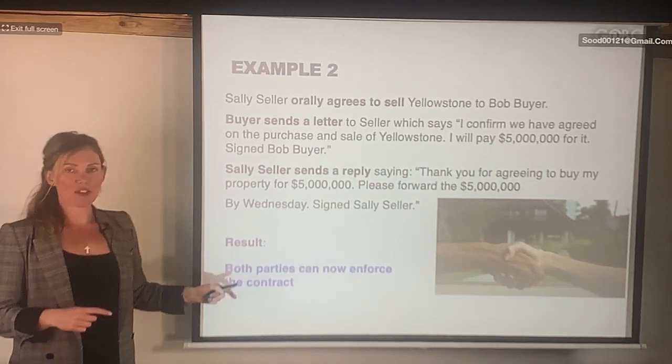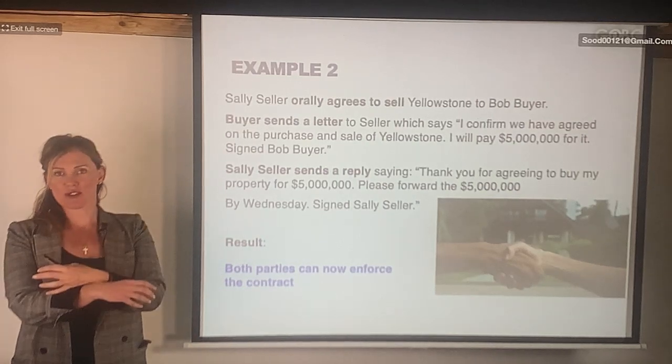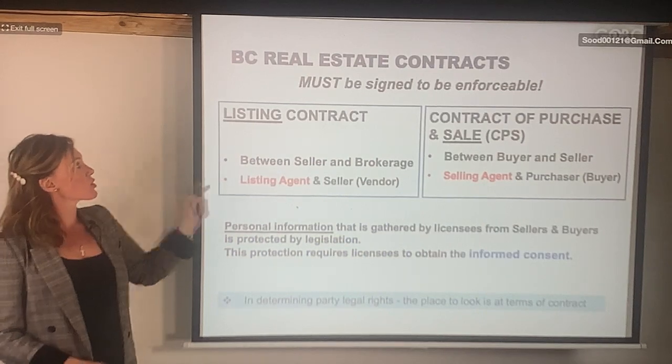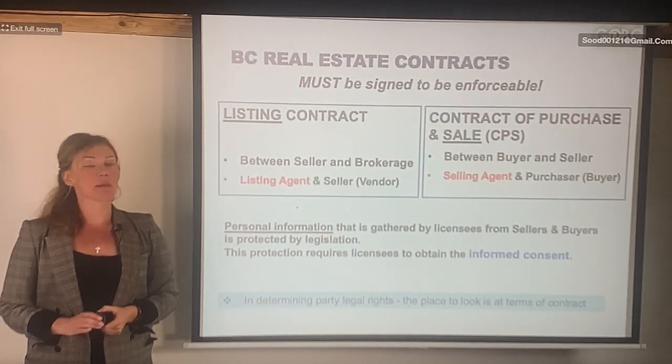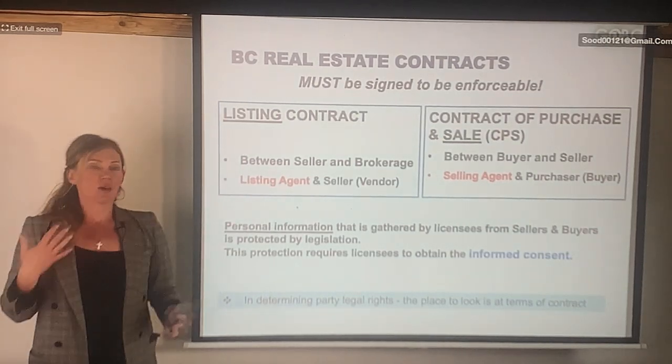Good, I hope you said both of them, because both put their signatures. As long as they both put signatures, it's enforceable in two different ways. Bob can enforce it against Sally and Sally can enforce it against Bob. Good job. So now we're going to talk about our contracts. And of course, in order for the contracts to be enforceable, they must be signed, right? And they must be signed by the client you're taking the listing from, or by the buyer itself. So we'll talk about those contracts.